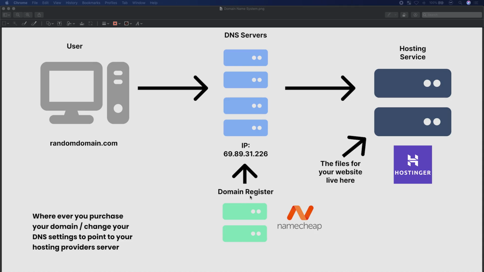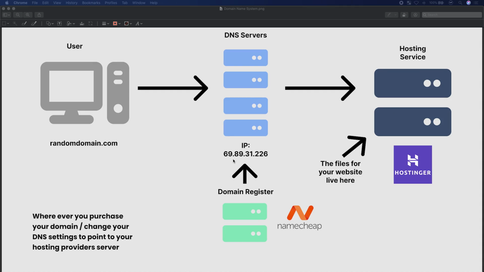And what will happen for this domain is that essentially your domain will get glued with the IP address of these name servers, which will be routed out to your hosting service. So that's essentially how you end up being able to connect both of these pieces, right?